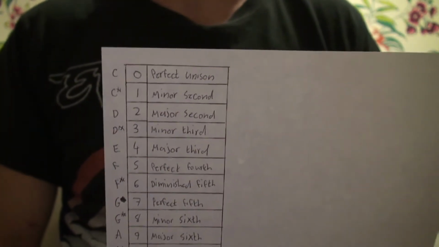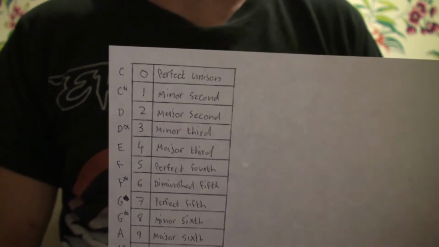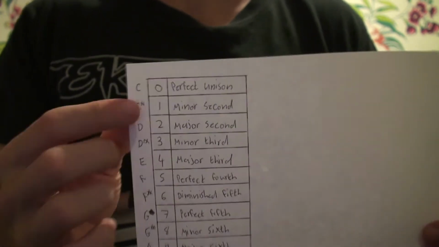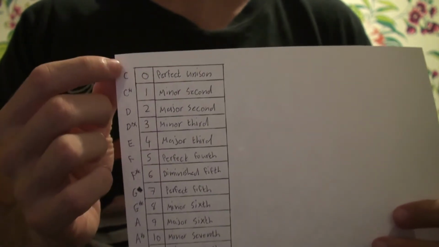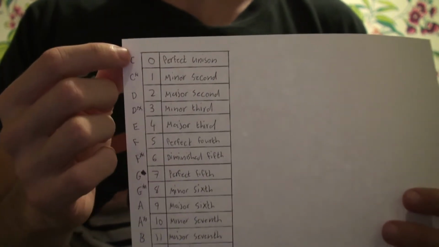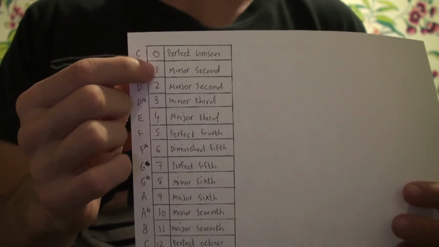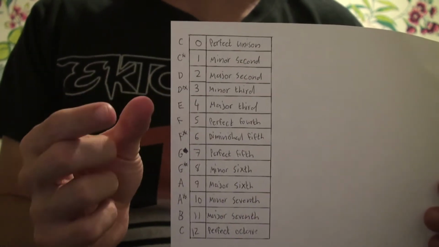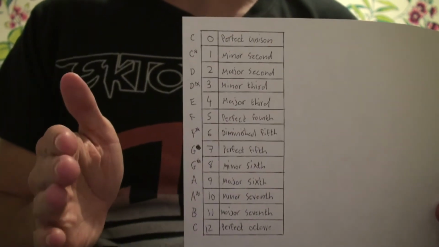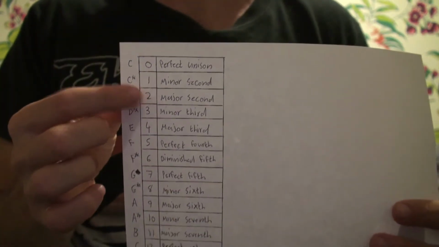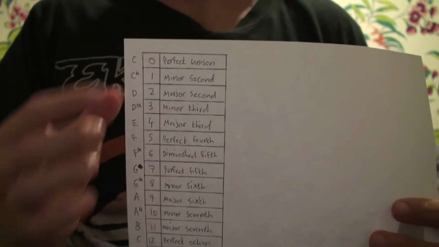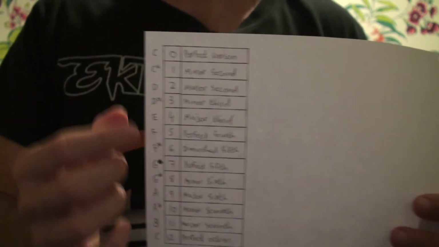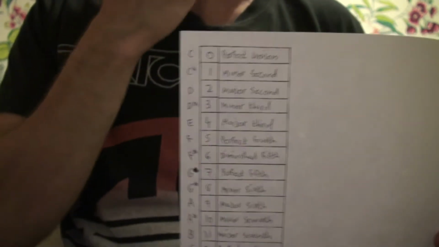One thing that you need to remember is you don't count the note that you start on itself. You need to count up 1 note to get to a minor second, so C to a C sharp. If you count C and C sharp, that's 2 notes. But if you go up 2 notes, you're actually at a major second, which means you go from C to D, 2 notes, C sharp and D.